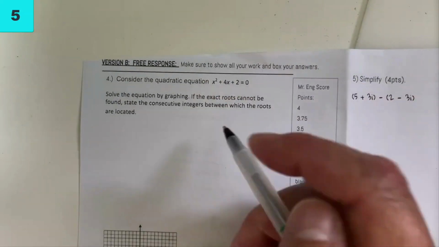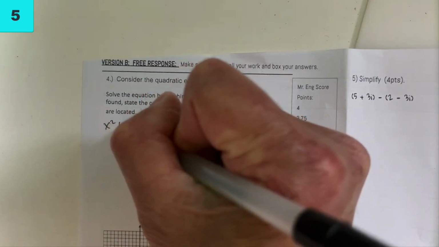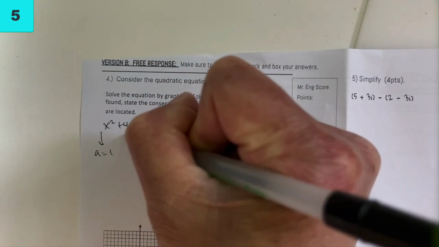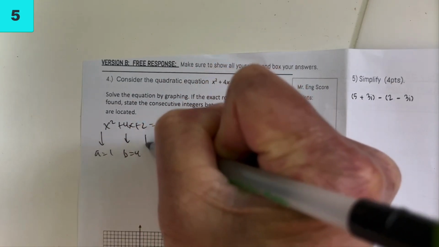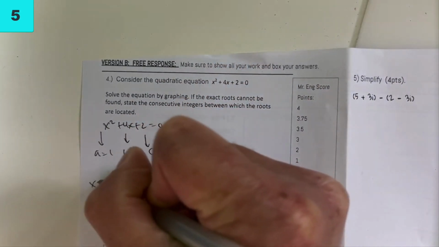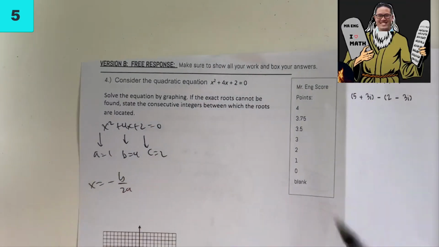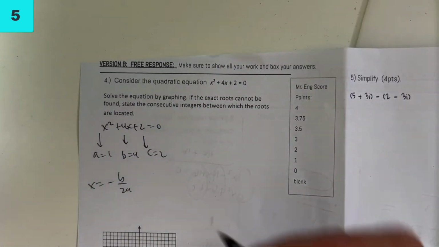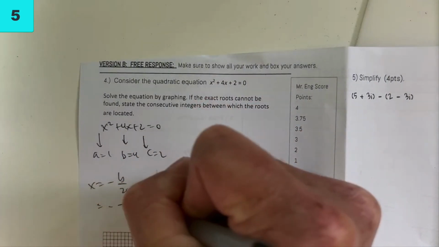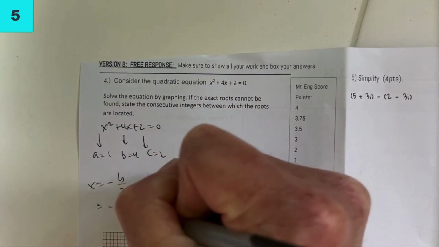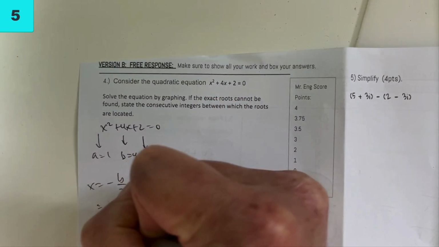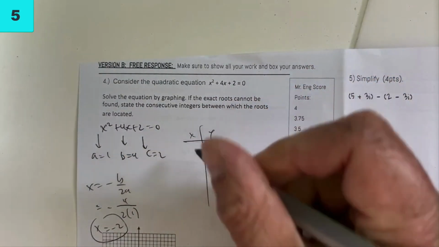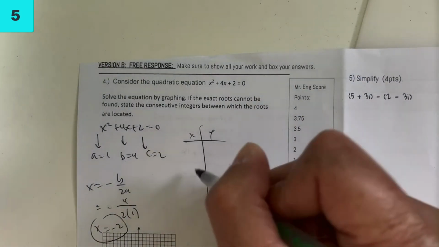Backside, so he said equal to 0. A is 1, B is 4, C is 2. The value is 4. So this goes in the middle of my table.